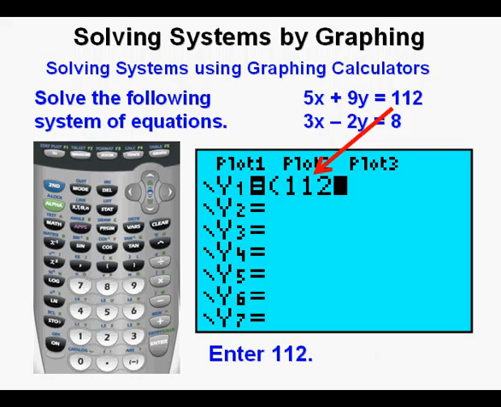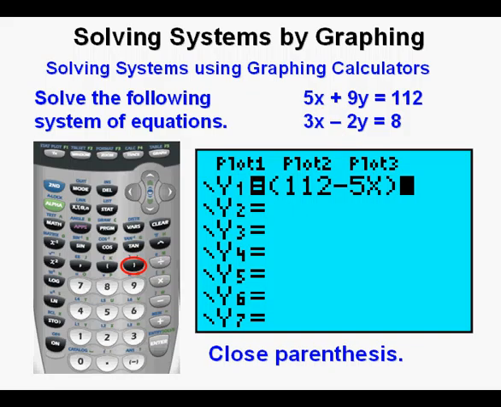We have to solve for y on the left side, so what do we need to do that's the opposite of the positive 5x on the left side? Subtract 5x. Now close parentheses. Next, to finally solve for y, we need to divide by the coefficient of y, which is 9. Press divide. Now we enter the coefficient of y, which is 9.